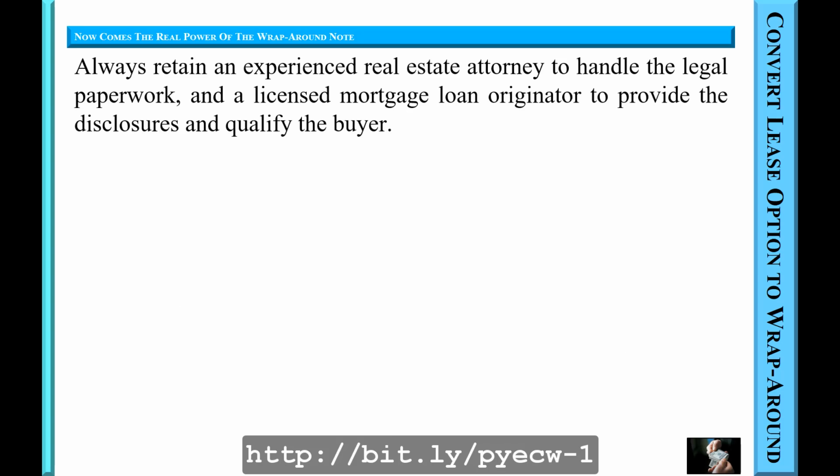Always retain an experienced real estate attorney to handle the legal paperwork and a licensed mortgage loan originator to provide the disclosures and qualify the buyer. Be creative and think outside of the box.